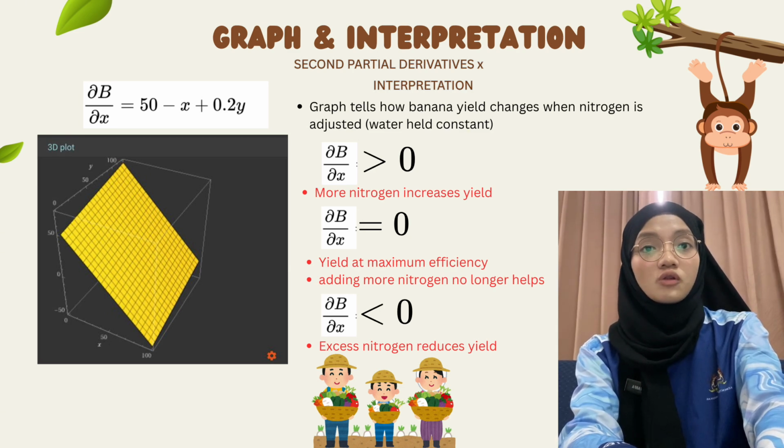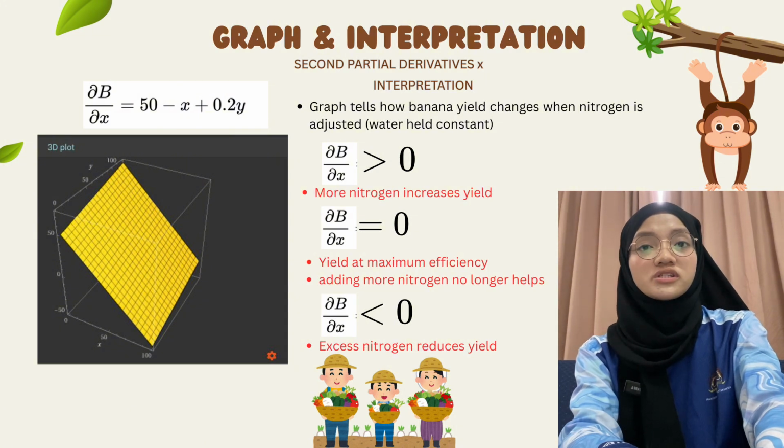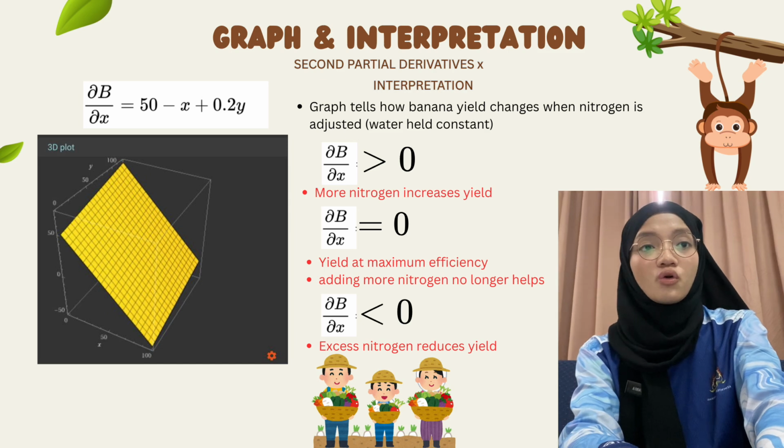Second, when the slope equals exactly 0, we have reached maximum efficiency for nitrogen use. At this precise point, adding more nitrogen provides no additional yield benefits. This represents the optimal nitrogen level for any given water amount.